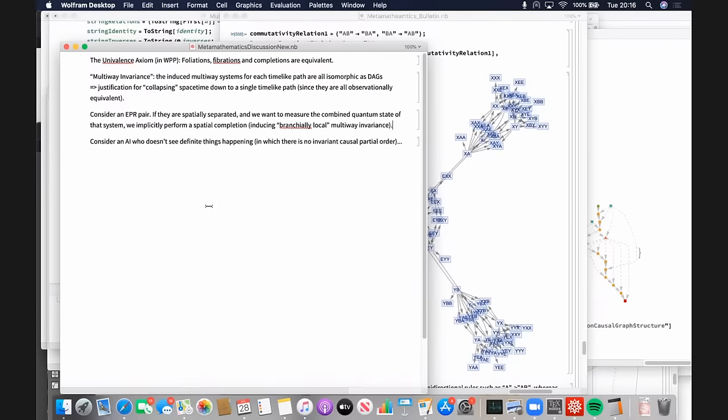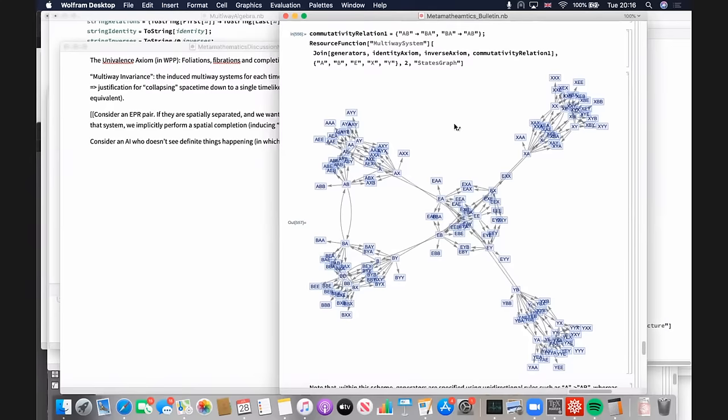All right, but anyway, how on earth did we get into this discussion? We were talking about the significance of the univalence axiom for physics. So we're saying here that, given the underlying multi-way system, the claim is that a foliation which defines a total order.